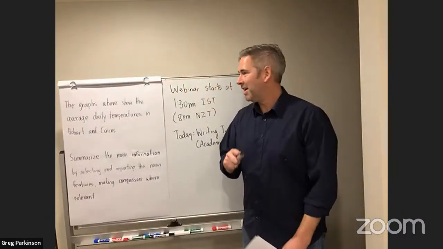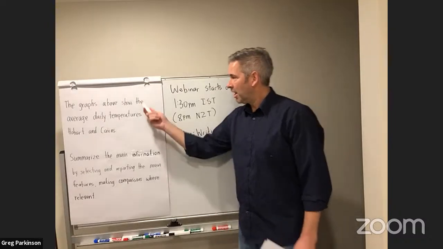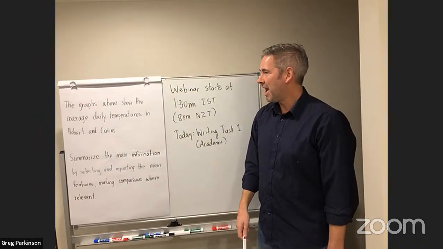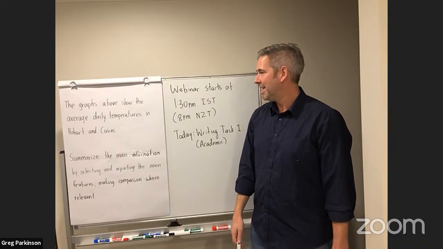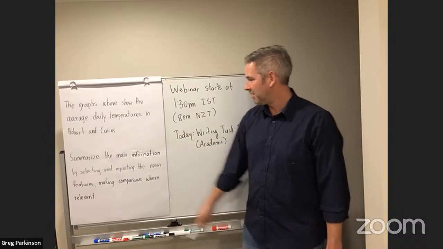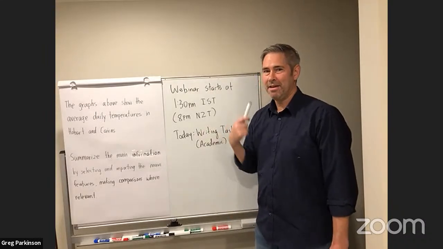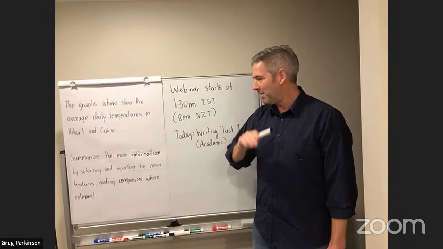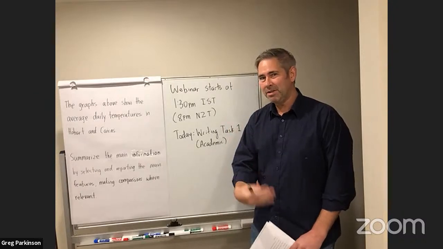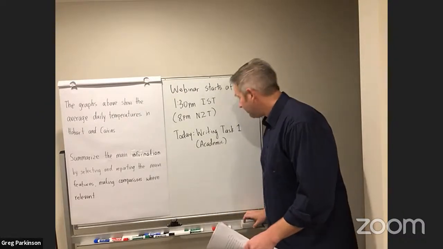So the actual task itself has very typical instructions for the graph type task. We're told that the graphs above, which I've just flipped over, show the average daily temperatures in Hobart and Cairns. Summarize the main information by selecting and reporting the main features, and making comparisons where relevant, right? So reporting the main features, making comparisons. Very typical instructions. Let me erase this.